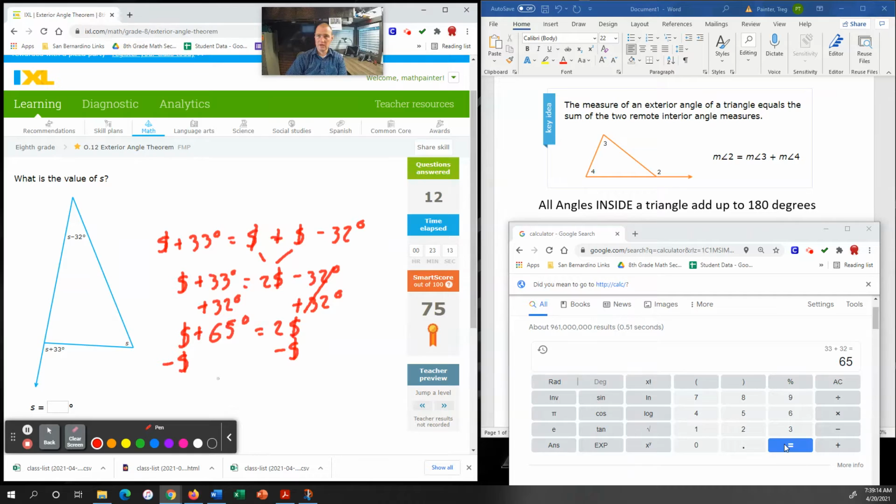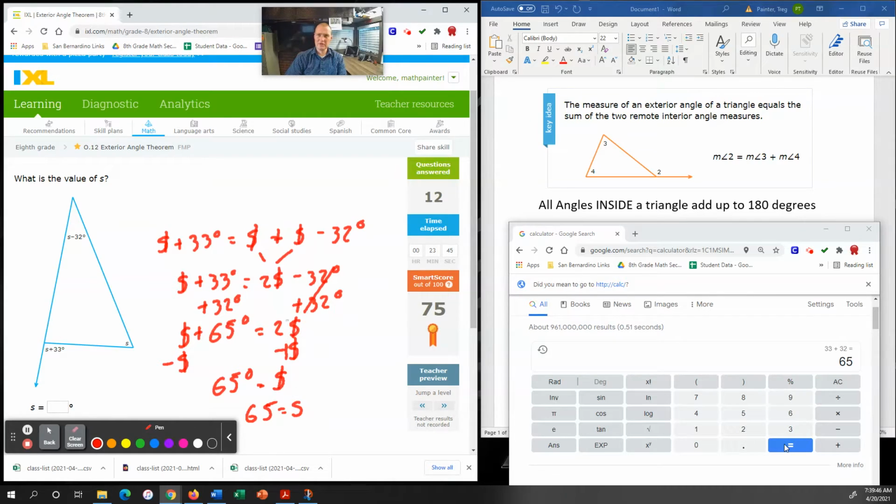Minus $1. And what we got here is 65 degrees equals 2s minus, well, Mr. Painter, you didn't put a number here. How many s's? 1s. If there's an s or a $sign by itself, it's automatically 1. Makes sense? If I have an apple, well, I have 1 apple, right? So 2s minus 1s is s, and therefore your missing s is 65 degrees.